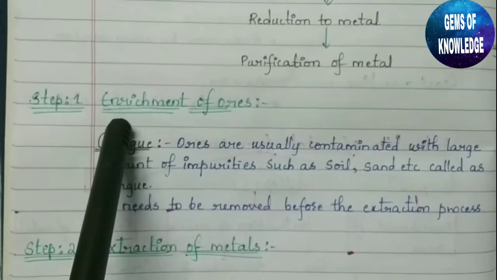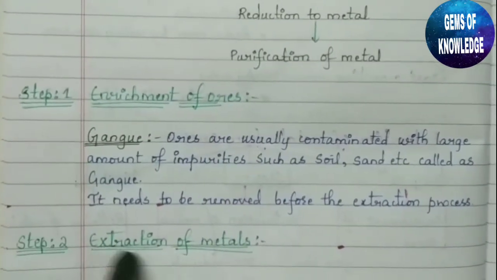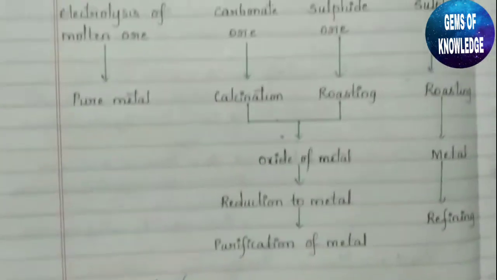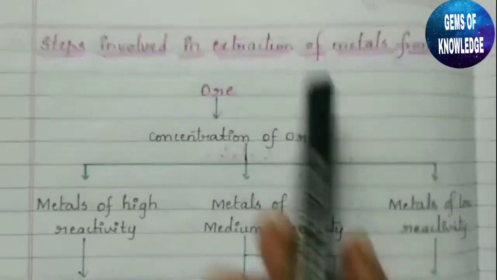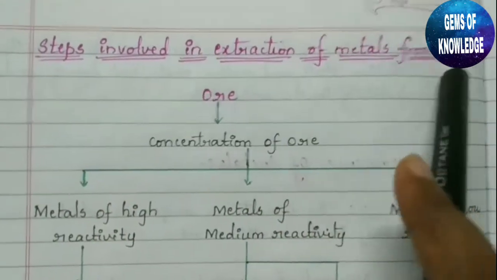I hope you remember what is enrichment of ores. Now the step 2 we are going to learn is extraction of metals. To learn this, we need to study a few steps which are shown here, the steps involved in the extraction of metals from their ores.